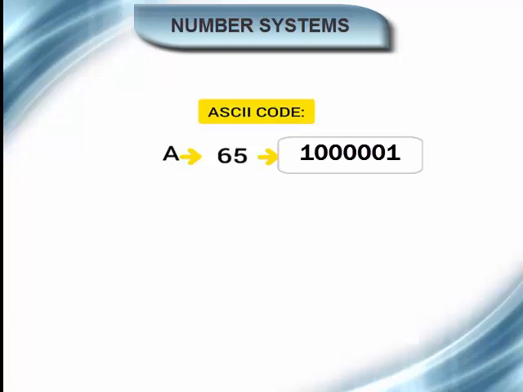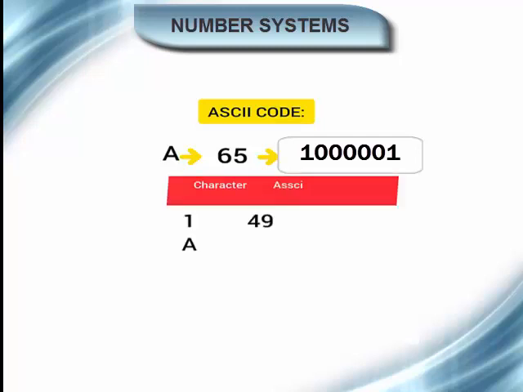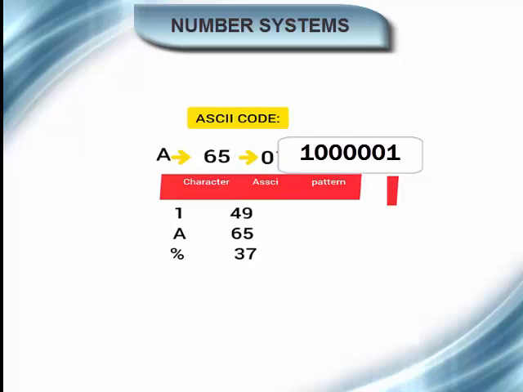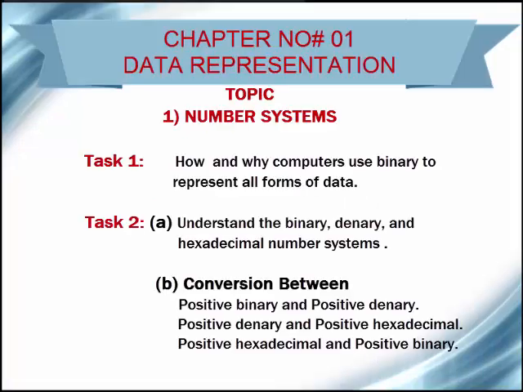For example, when a user types a 1, there is an ASCII code 49 for the numerical value 1. When a user types the letter A in uppercase, there is an ASCII code 65 for the alphabet A. Or if a user types a punctuation symbol like percentage, it has an ASCII code 37. This ASCII code is converted into a specific pattern of zeros and ones. Now we have completed task number 1. Now move to task number 2.